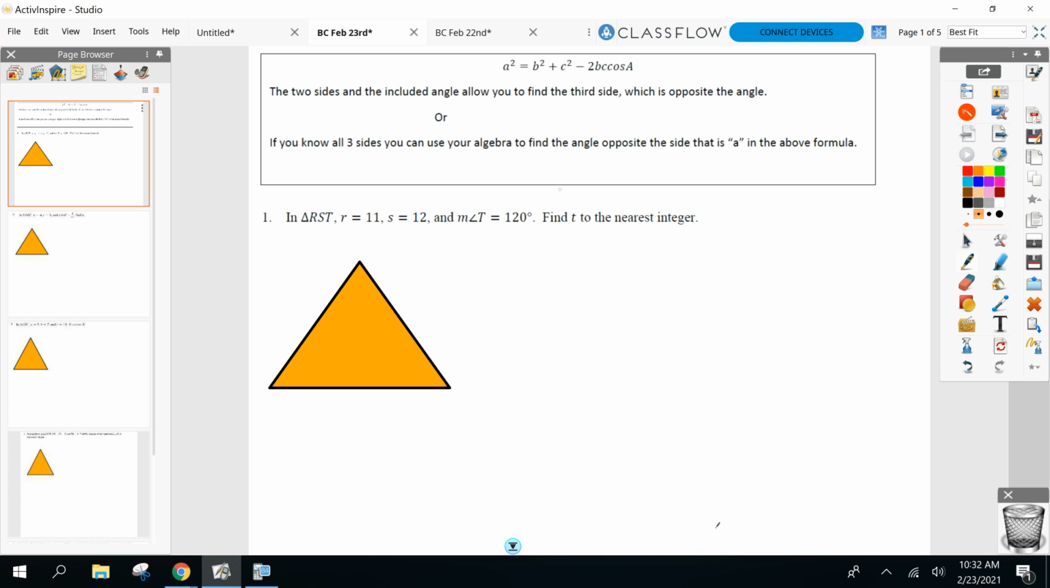Today, what happens if the law of sines doesn't work? What if I don't have enough information for law of sines? It's going to happen. I give you a triangle, I give you information, I'm looking for a side or an angle in that triangle, and you're not going to be able to use law of sines for whatever reason.